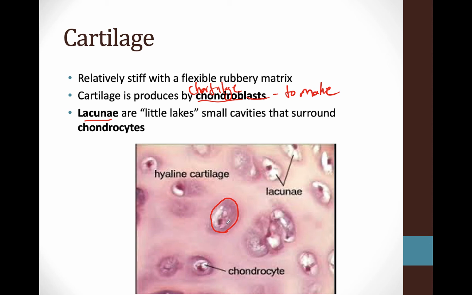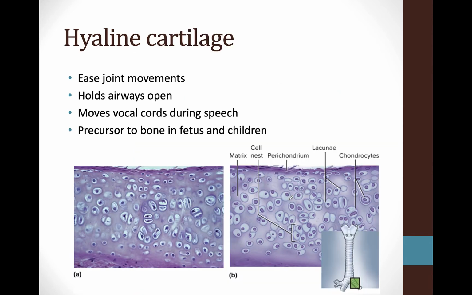And inside these cavities are the chondrocytes. You can see the little nucleus here. So here's my chondrocyte inside of the lacunae. So the actual chondrocytes actually get trapped in these little lakes inside of the rubbery matrix of the cartilage.